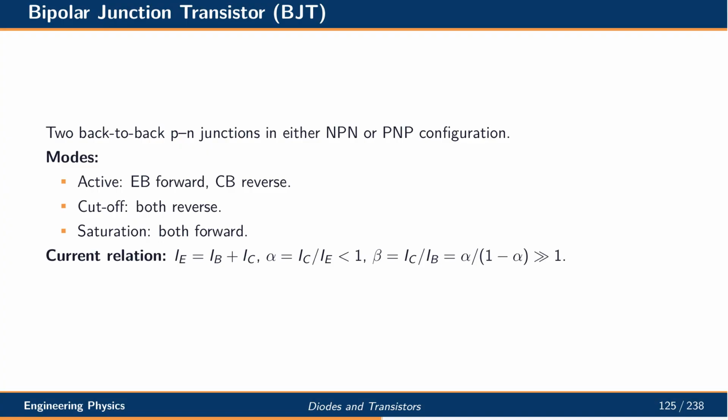A bipolar junction transistor consists of two back-to-back p-n junctions in either NPN or PNP configuration. Its operation depends on biasing. In active mode, the emitter-base junction is forward biased and the collector-base junction is reverse biased. In cutoff, both junctions are reverse biased, and in saturation both are forward biased. The current relation states that emitter current equals base current plus collector current, with the current gains alpha and beta.